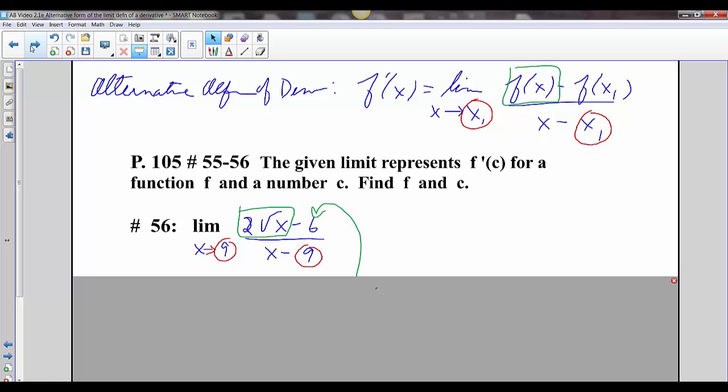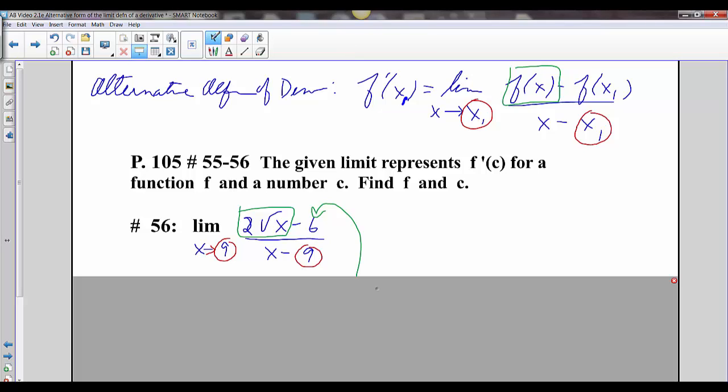Okay, numbers 55 through 56, it says the given limit represents f prime at c for a function f and a number c. Find f and c. What they're asking you to do here is to recognize this backwards. They're giving you this, and they're asking you to recognize it as that. I need to throw in an x1 right here.